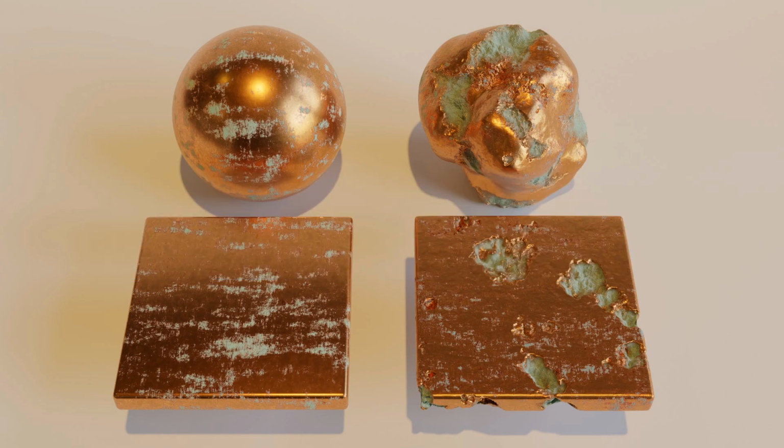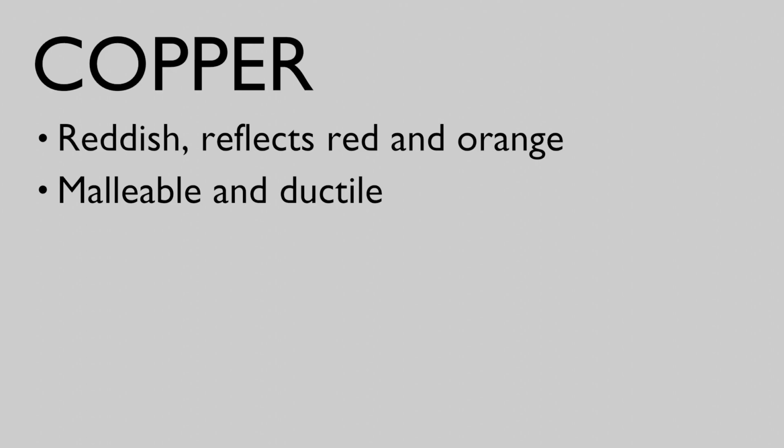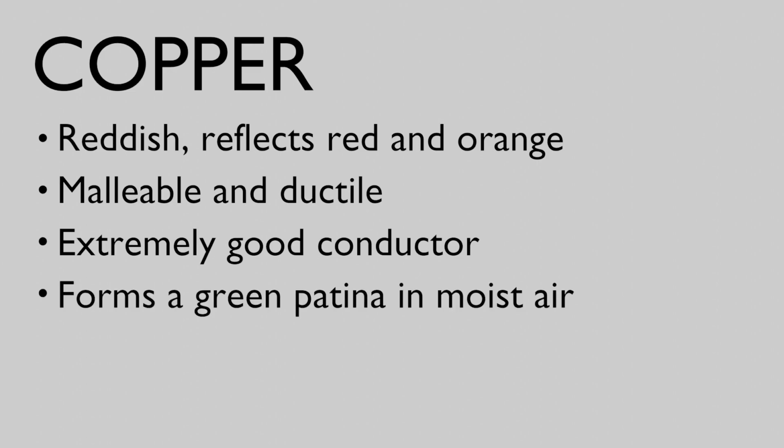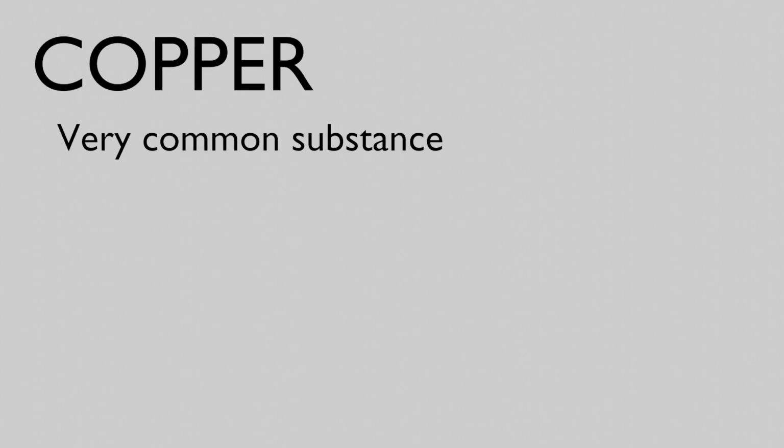So let's just talk about copper for a second here. It's a reddish material and it reflects red and orange light. It's malleable and ductile, which means it can be reshaped and made into a wire if you want without breaking. It's also an extremely good conductor. In moist air, it slowly forms a greenish film called patina, which actually protects the metal. So it's used in a lot of electrical equipment, construction like roofing and plumbing, industrial machinery and alloys. It's ideal for use in electrical wiring due to its high conductivity and ductility. It's a very common substance. So this is going to be useful for things like electrical components, maybe copper piping, stuff like that.